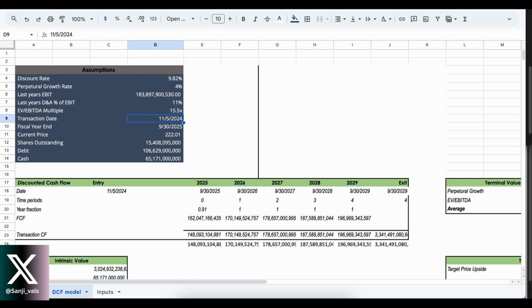So the transaction date: let's assume we're buying the stock today and we want to see the stock's value as of today. The fiscal year end for Apple shares, the year ends on the 13th of September 2026.